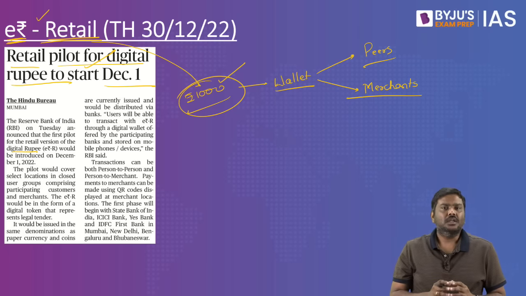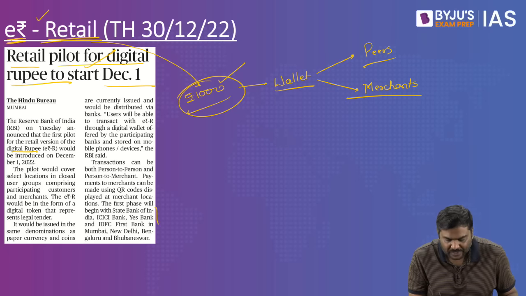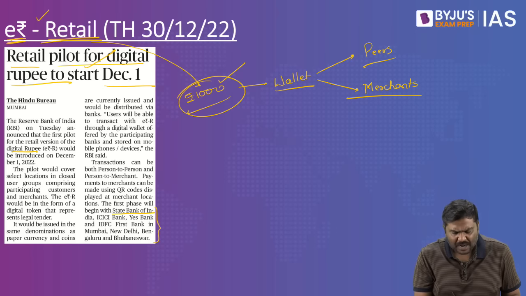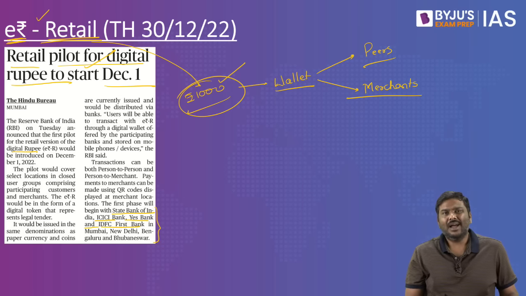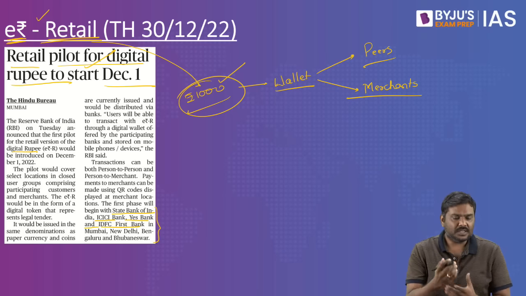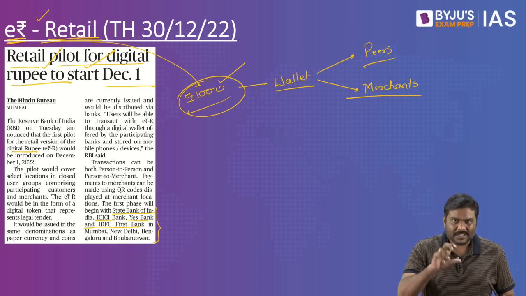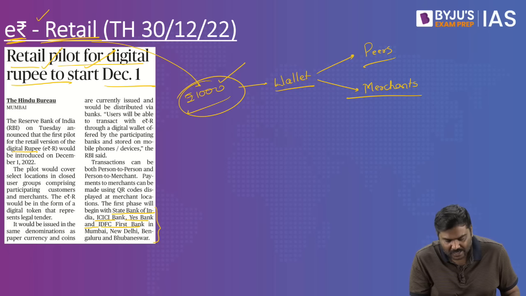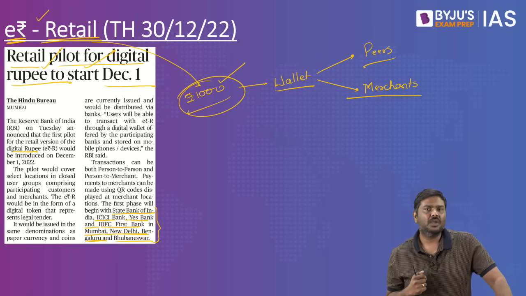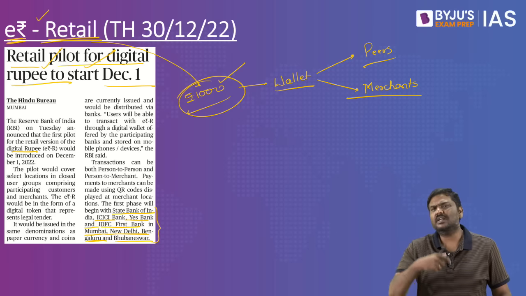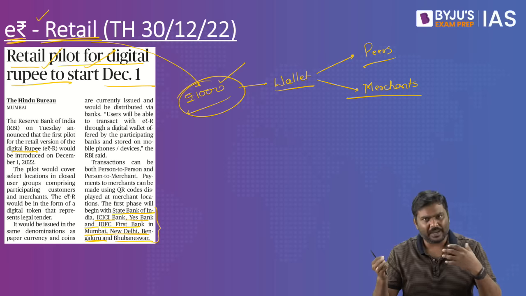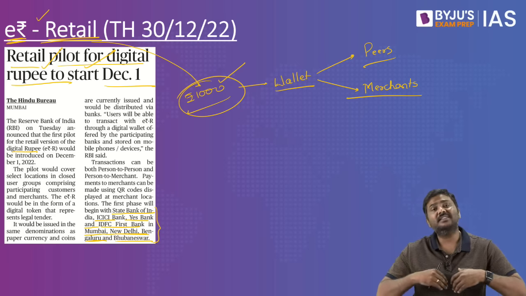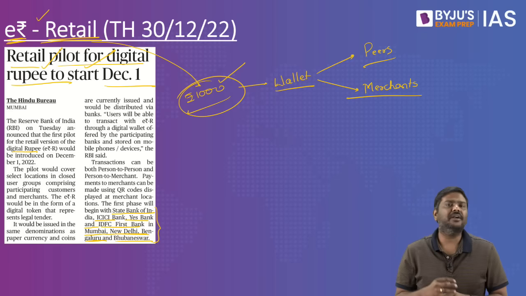Now in case of the pilot project, Reserve Bank of India has identified certain public sector banks, that is State Bank of India, and private sector banks such as ICICI Bank, Yes Bank, IDFC First Bank, and these banks will be launching this pilot phase of digital rupee, that is the retail version, in the cities of Mumbai, New Delhi, Bangalore and Bhubaneswar. And once the pilot phase is over, Reserve Bank of India says more digital rupees would be issued, and the number of states, or let's say cities, which are covered will also be expanded.